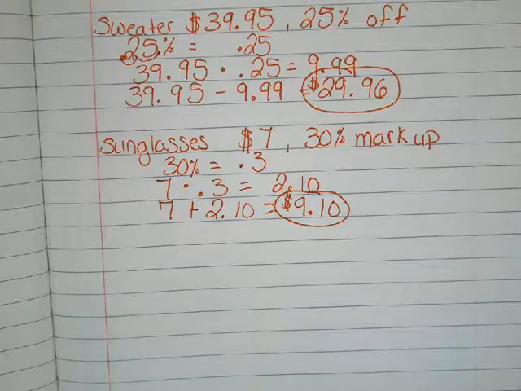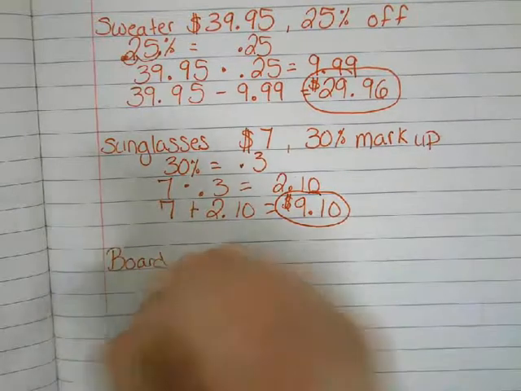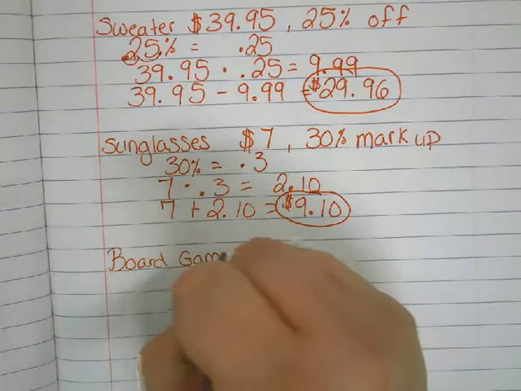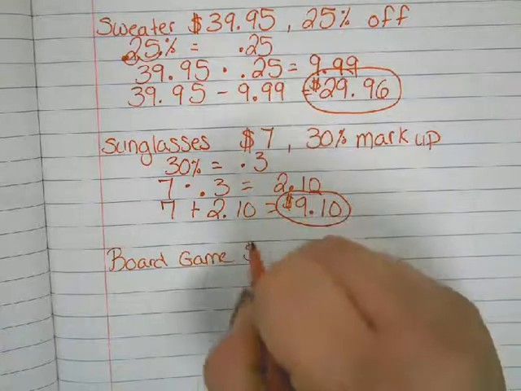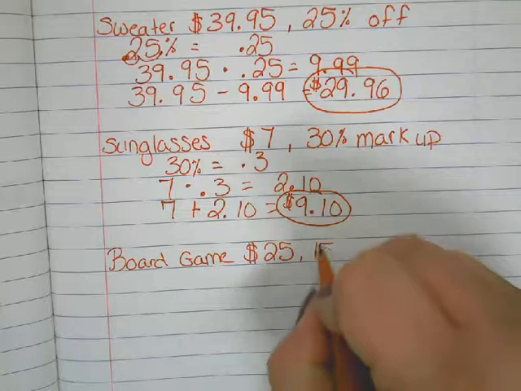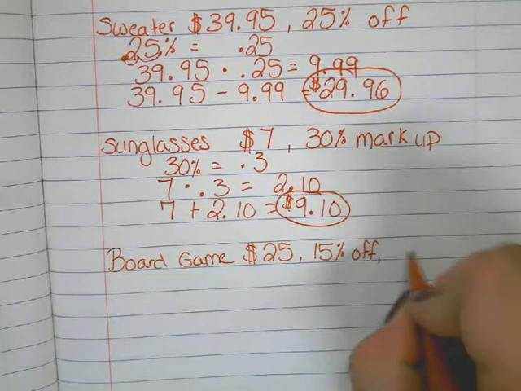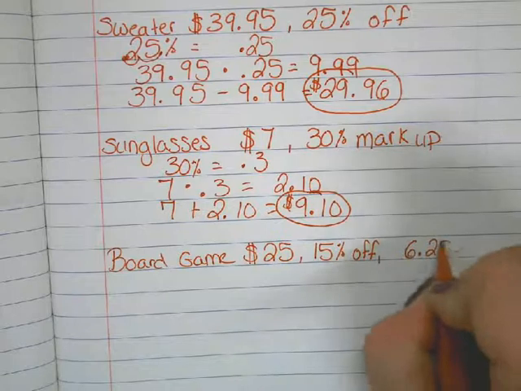So this next one is a little bit different and it's a little bit harder. So, we're buying a board game. The board game is regular $25. It's 15% off, but we have to pay a tax of 6.25%.